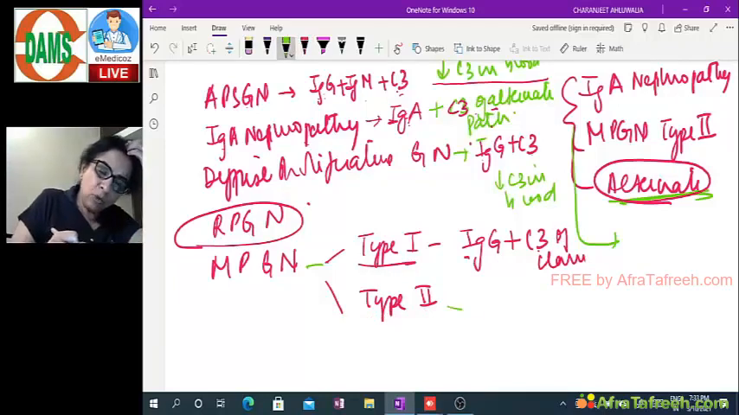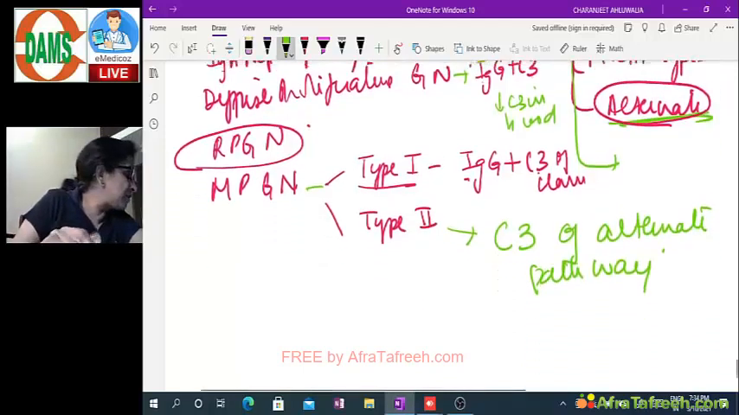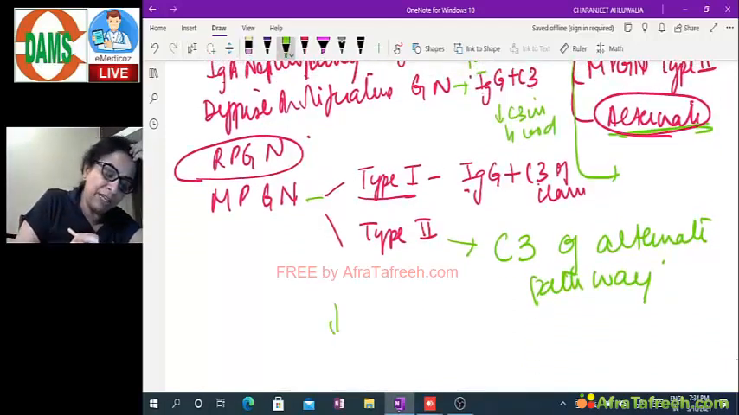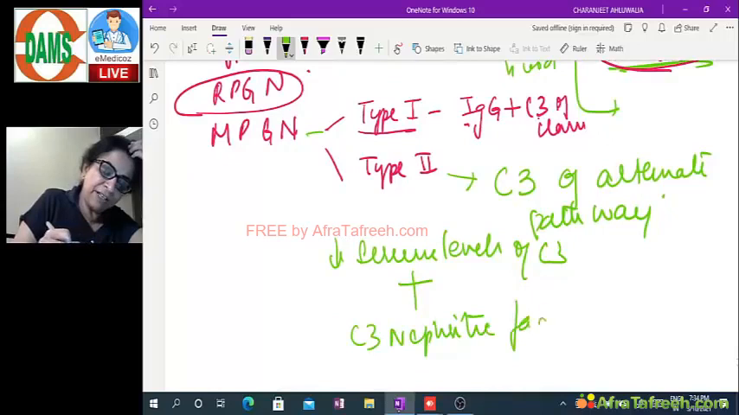And in type 2, the deposits contain only C3 of the alternate pathway, and their blood levels of C3 decrease. So these people have decreased serum levels of C3, plus they have this C3 nephritic factor in their blood.